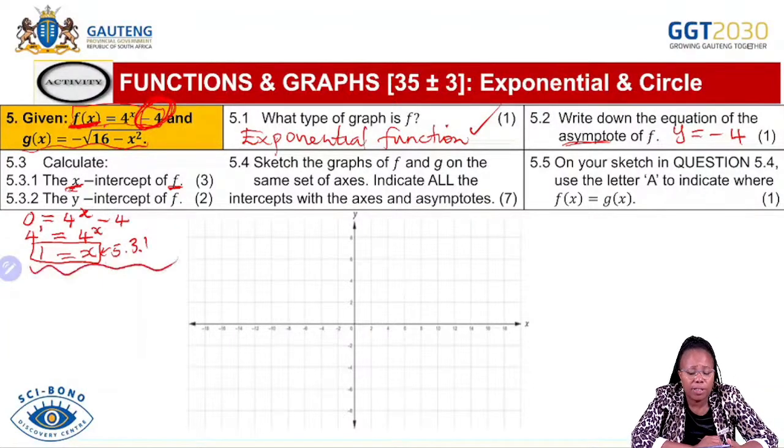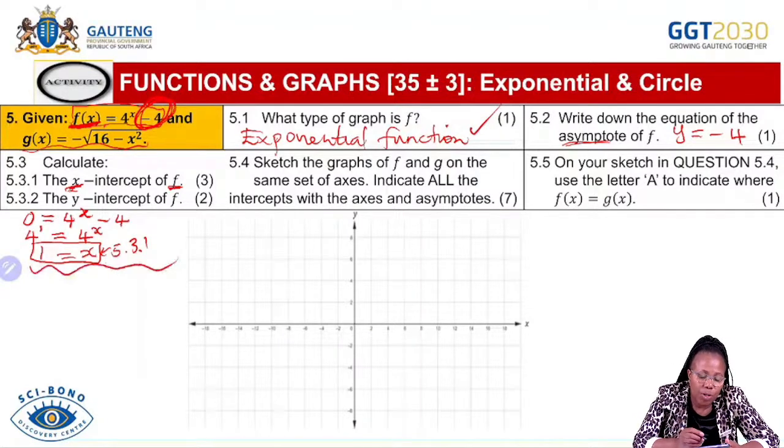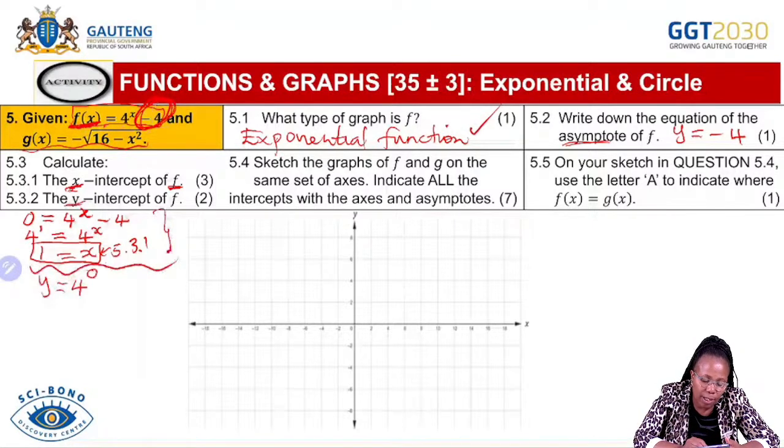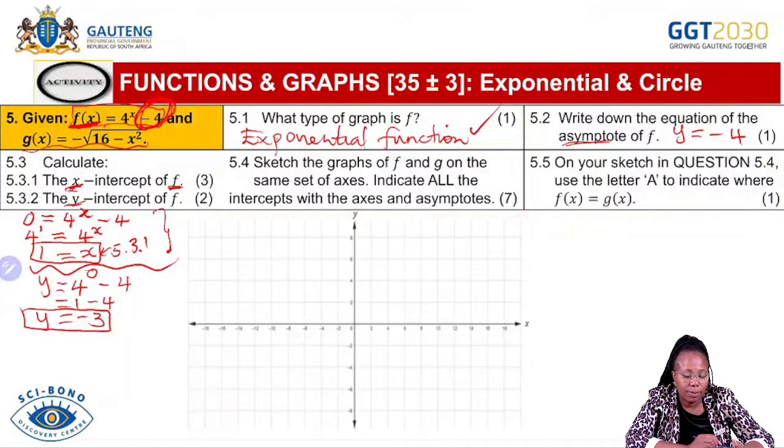The next question, 5.3.2, the y-intercept: you let x equal to 0. Not working from there, but from the original. You leave y because you are looking for y. f(x) is y, g(x) is y, r(x) is y, it's representing y of the graph. Then that graph is y equal to 4 to the power x minus 4. Now we let x equal to 0, and then minus 4. That will be 1 minus 4, which is equal to negative 3. So our y-intercept will be equal to negative 3. Okay, that is 5.3.